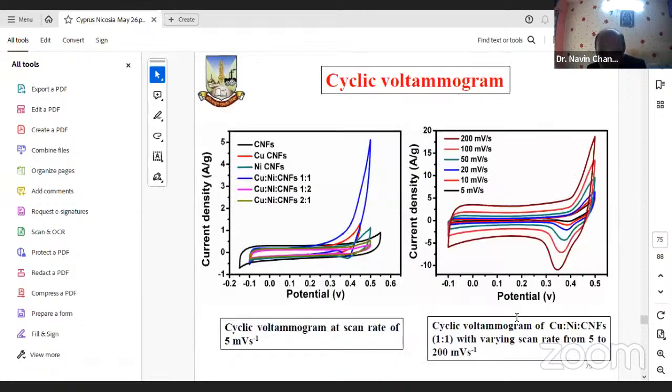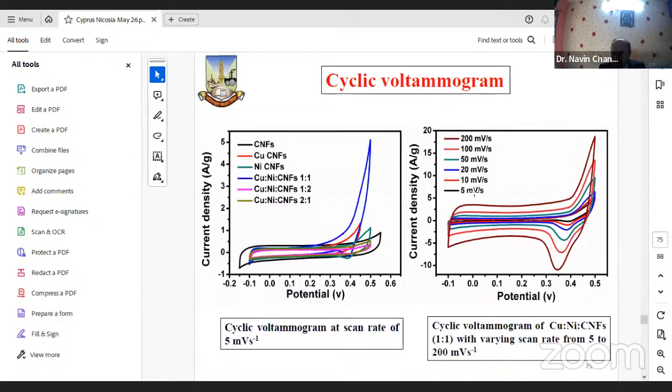We have done the cyclic voltammetry. If we look into copper nickel carbon nanofiber of 1:1 at the scan rate 5 millivolt per second, it gives more current density for copper nickel carbon nanofiber at 1:1 as compared to 1:2, 2:1, as compared to nickel carbon nanofiber, copper carbon nanofibers, and carbon nanofibers itself. We have done this study with reference to potential and current density.